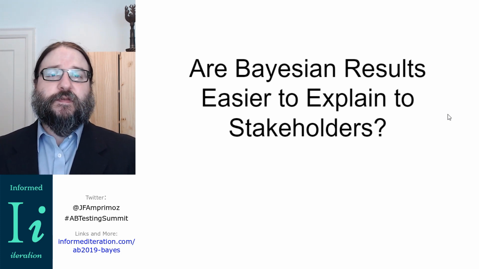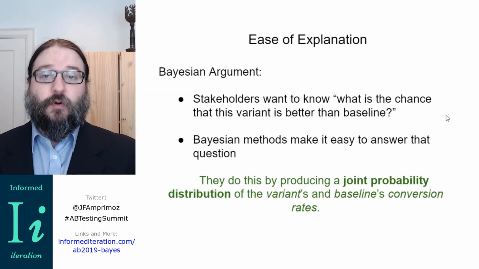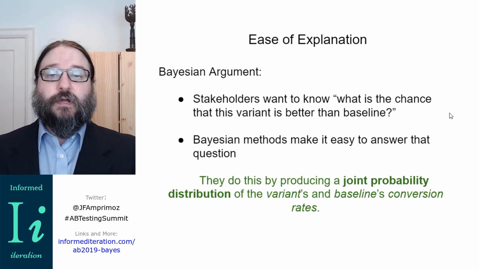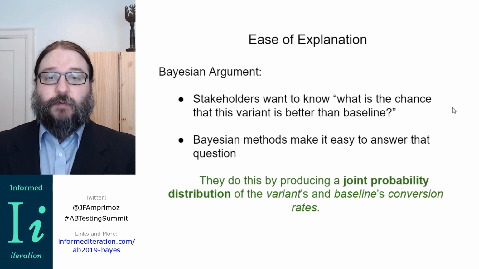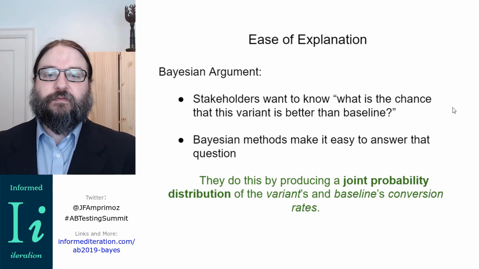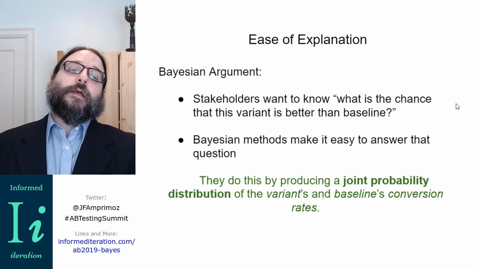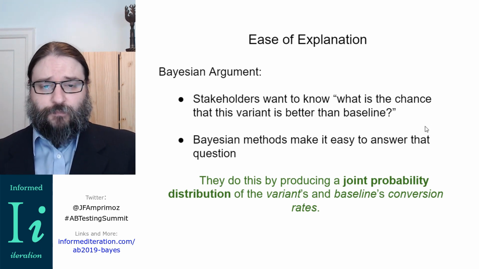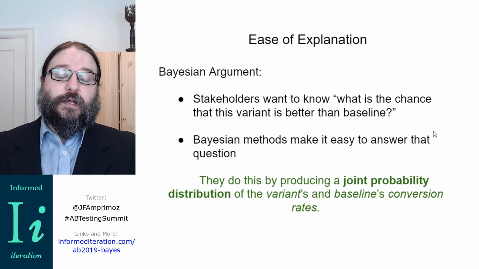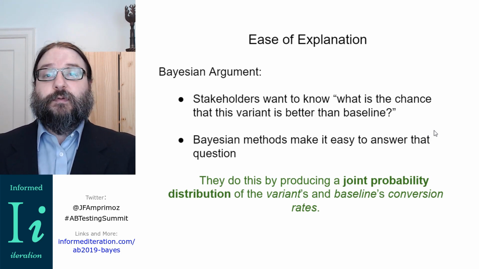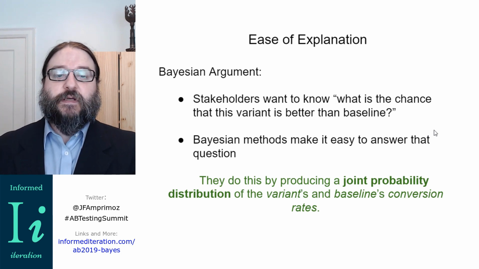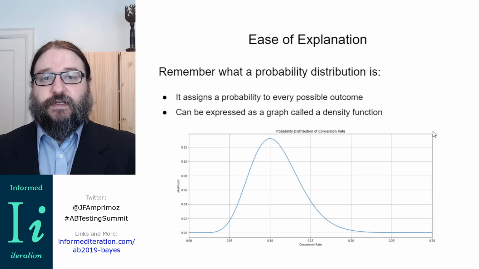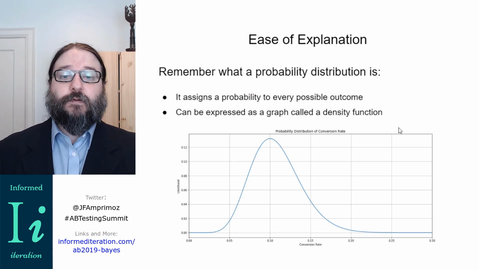The argument behind this claim is that stakeholders have one overriding question. They want to know, what is the chance that the thing we're trying out is better than what we were doing before? So what's the probability the variant is better than the baseline? The argument continues that Bayesian methods make it easier to answer that question. They do this by outputting a joint probability distribution of the variant and baseline's conversion rate. So let's quickly look at how they put that together and how that's used to answer that question.